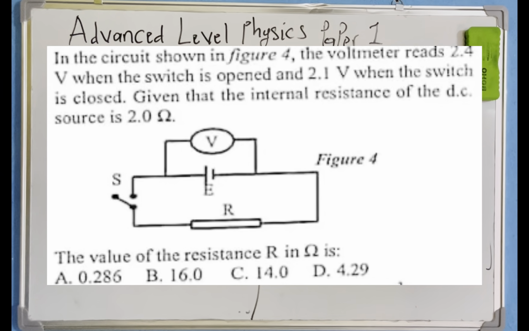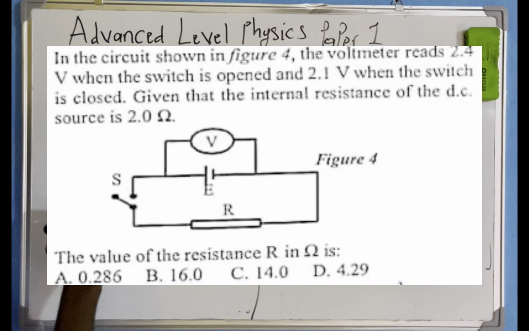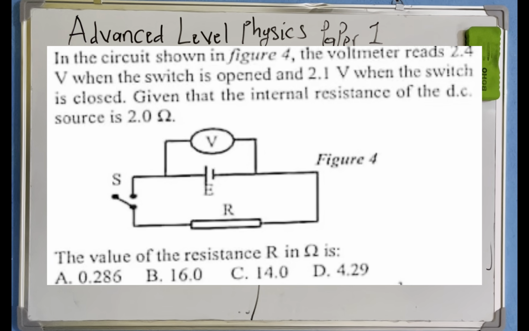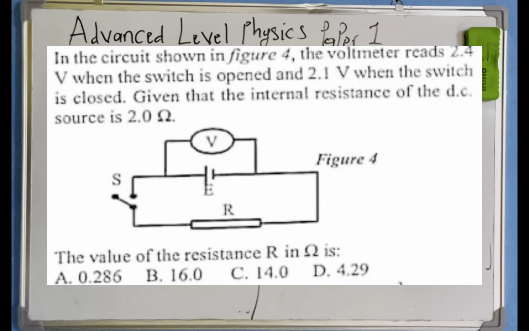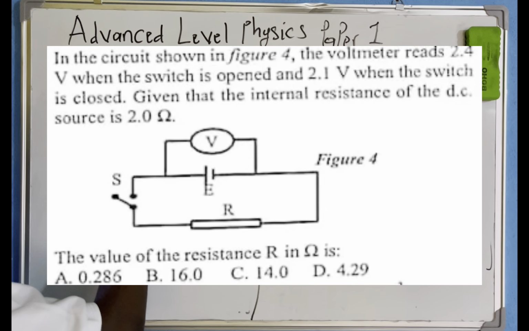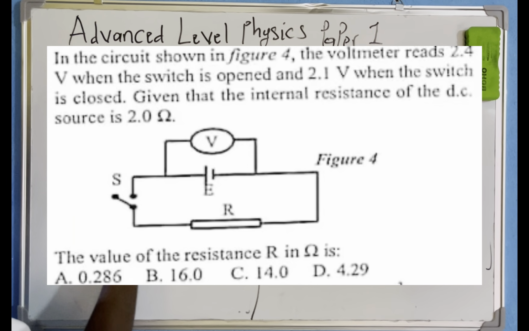The next challenging question: in the circuit shown in figure 4, the voltmeter reads 2.4 volts when the switch is open and 2.1 volts when the switch is closed, given that the internal resistance of the DC source is 2 ohms. Now, this one is quite easy. Let me draw the diagram and we do it.